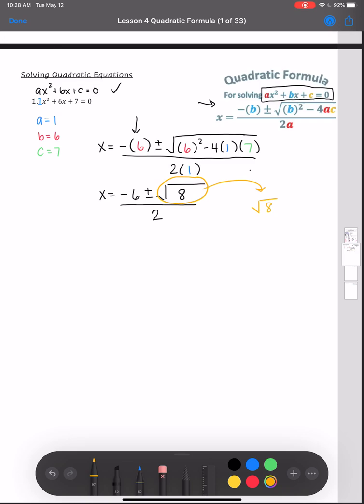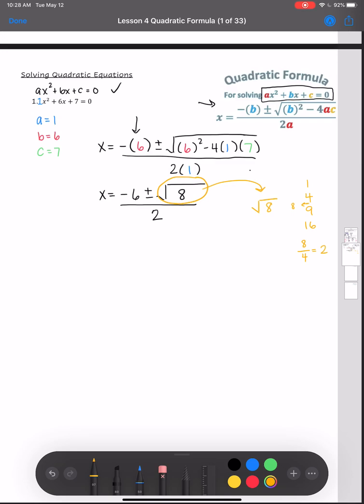This one is a small number, so it's not so difficult. When doing this, I like to list my perfect squares. So 1, 4, 9, 16. We know that we're stopping at 8, so we don't have to worry about these. So we're going to say 8 divided by 4 is 2.